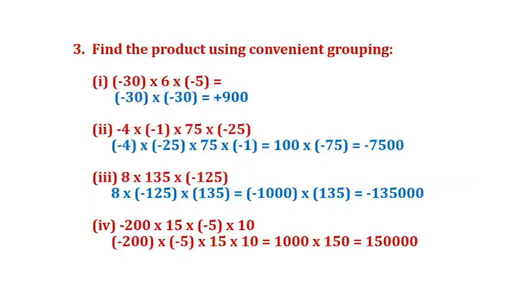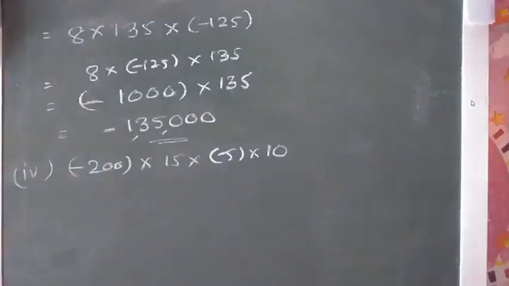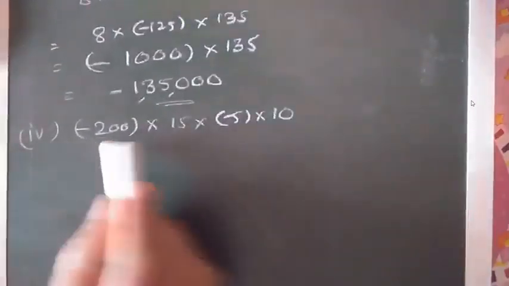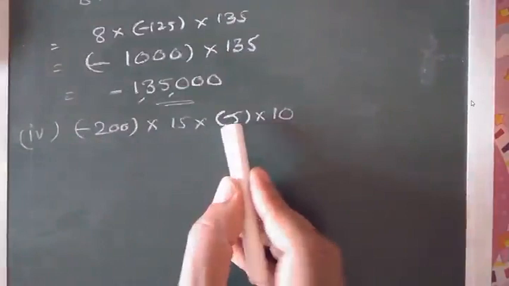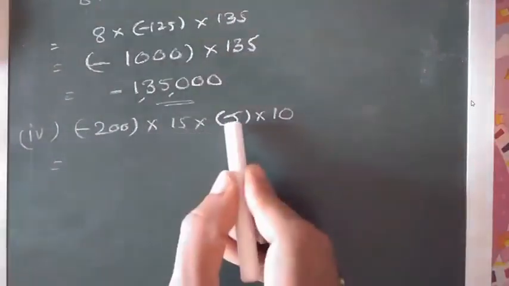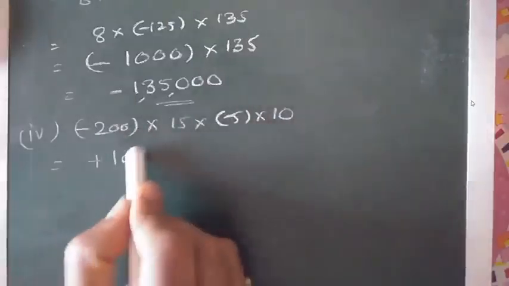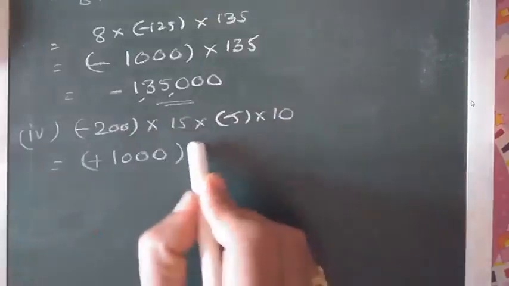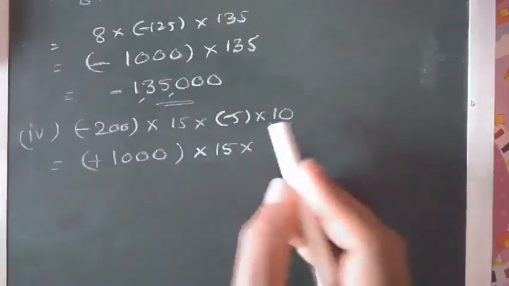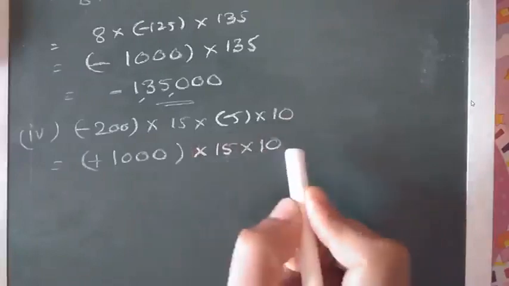So next problem is minus 200 into 15 into minus 5 into 10. So now what you have to do here first, observe. First, multiplying 200 with 5 is easy for us. So minus 200 into minus 5, minus into minus is plus, 5 2s are 10. So 1000 we will get here, plus 1000 into 15 into 10.